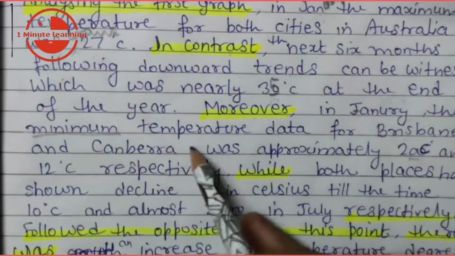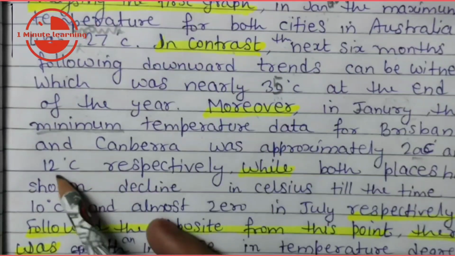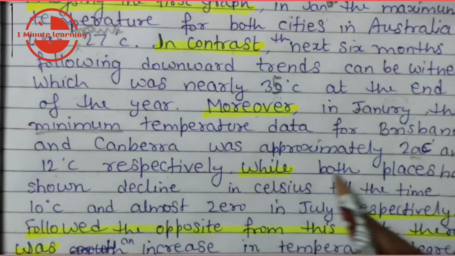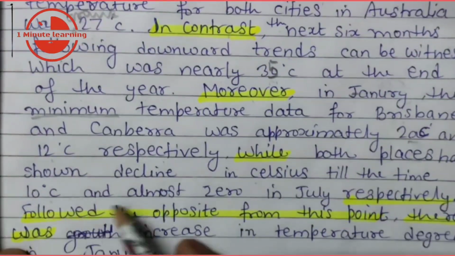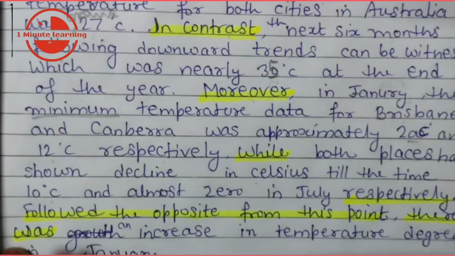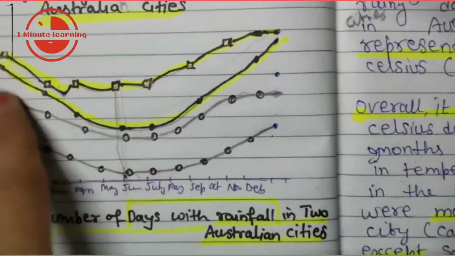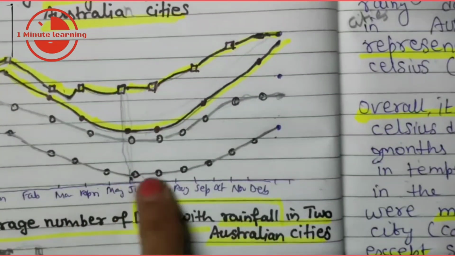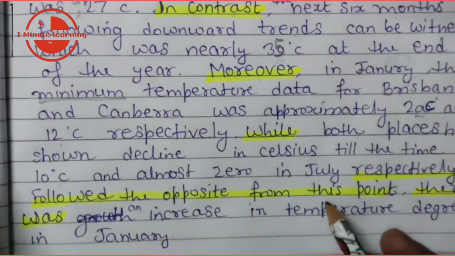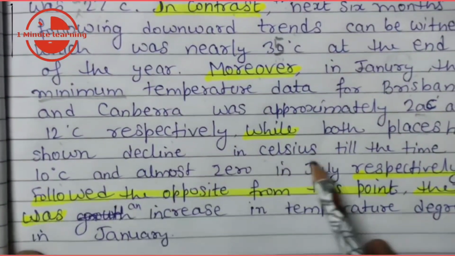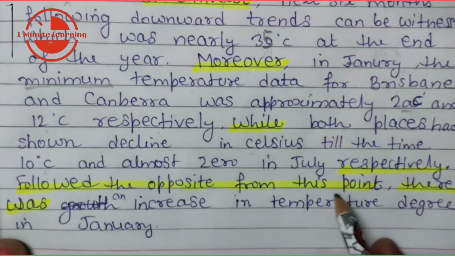In January, the minimum temperature data for Brisbane and Canberra was approximately 20 degree and 12 degree respectively, while both places had shown decline in Celsius till the time 10 degree and almost 0 in July respectively. See this, in July it is going down. Okay, and then it will rise again. So the next sentence is show decline in Celsius till the time, followed the opposite from this point.